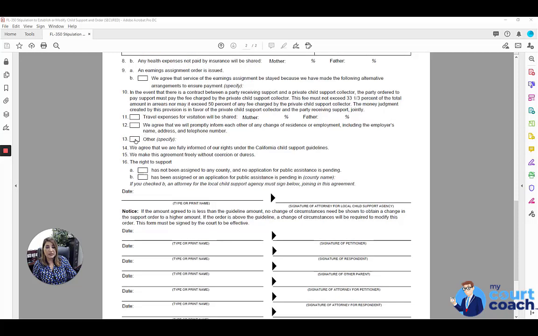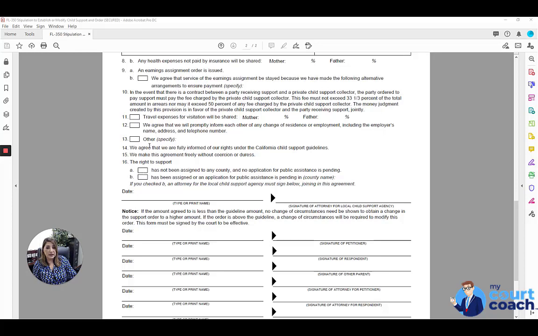13, any other agreements you reach can go here. I think it's not a terrible idea to include that each party also agrees to share in childcare costs and the percentages of each party's responsibility for purposes of employment. That's a pretty common order, so long as you have young children that require childcare.